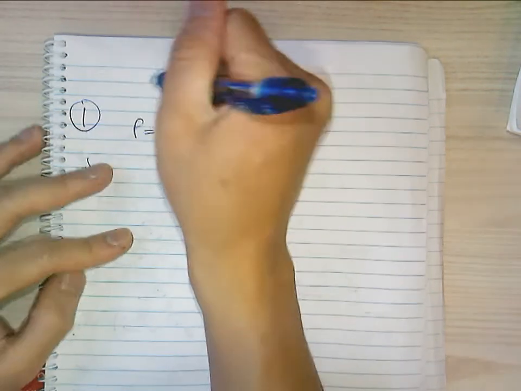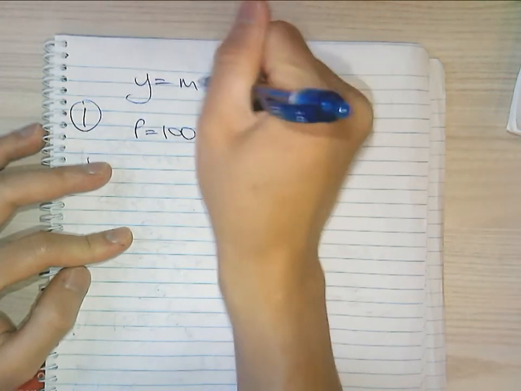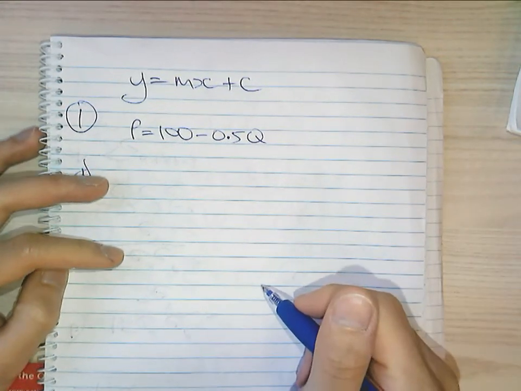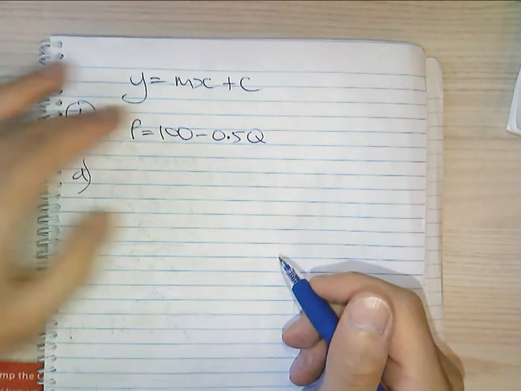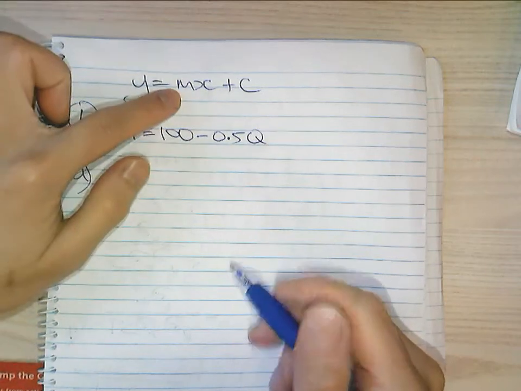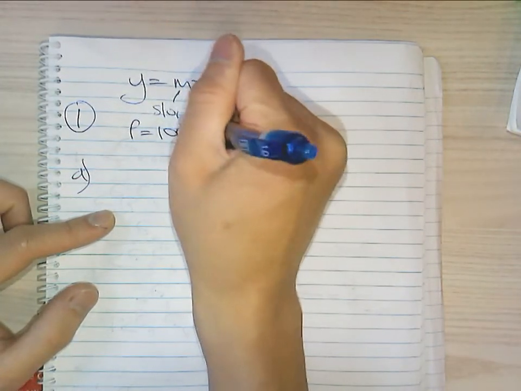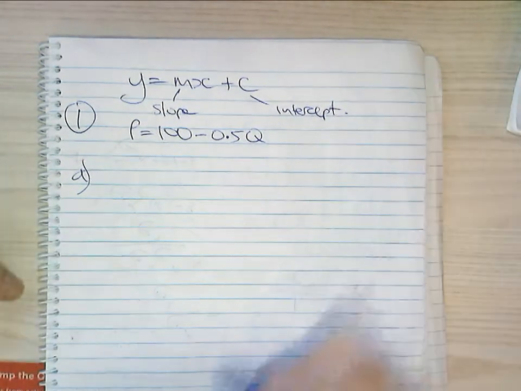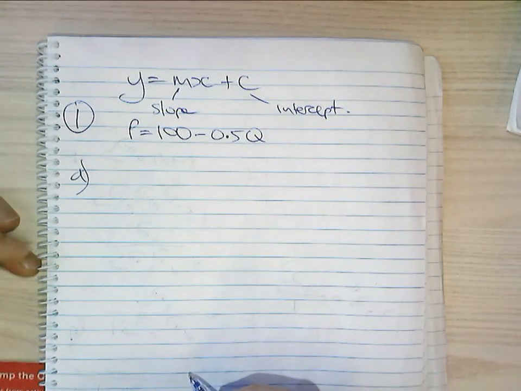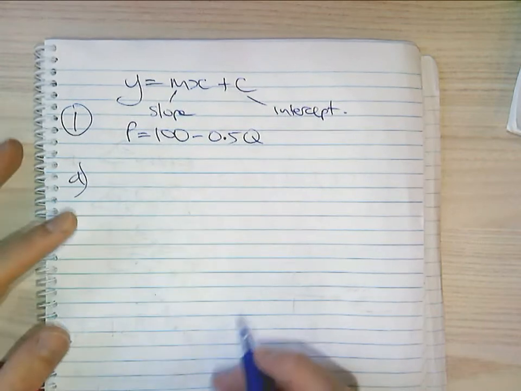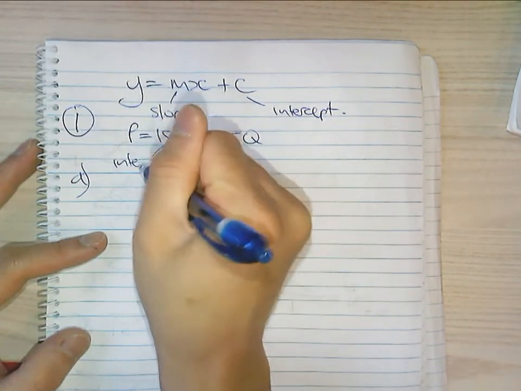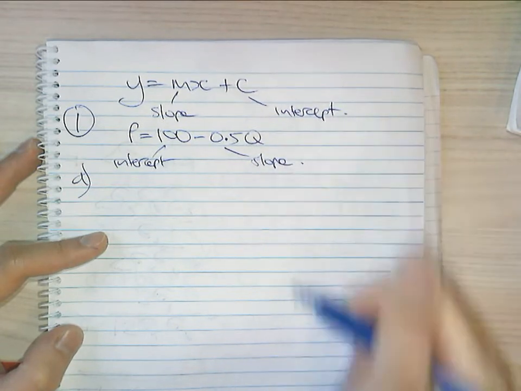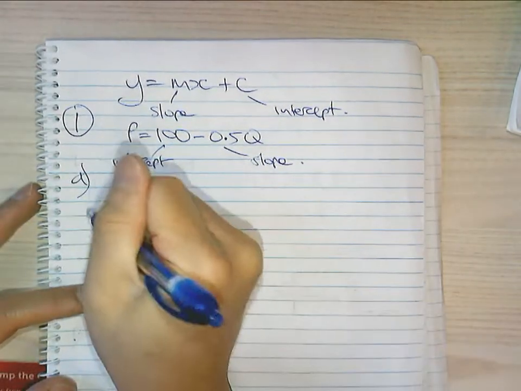You may recall a general form of an equation that looks as follows: y is equal to mx plus c. This is a general form of a linear equation, to be precise. What's m? m is your slope. What's c? c is your intercept. So from this equation, what is your intercept? Well, this is your intercept, and this negative 0.5 is your slope. Let's interpret the intercept first.